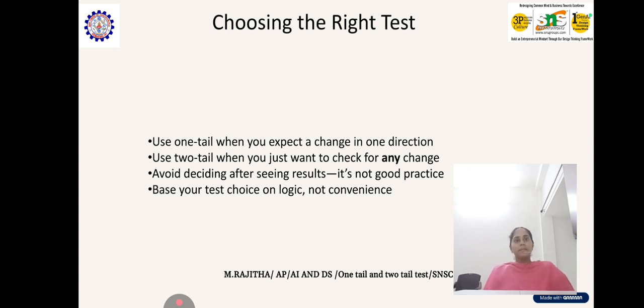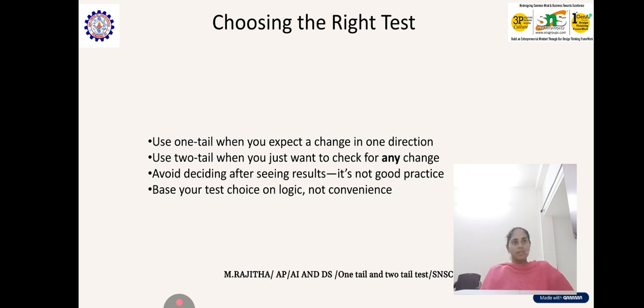If the goal is to find whether there is any change regardless of direction, then a two tail test is better. For example, testing if a new machine changes the average production time compared to the old machine would use a two tail test. Using a one tail test without a valid reason can lead to biased result.